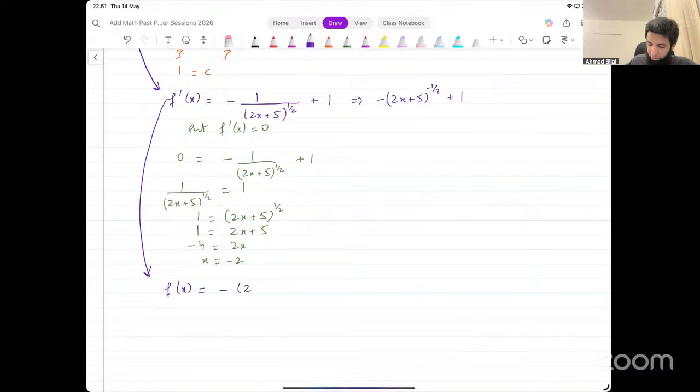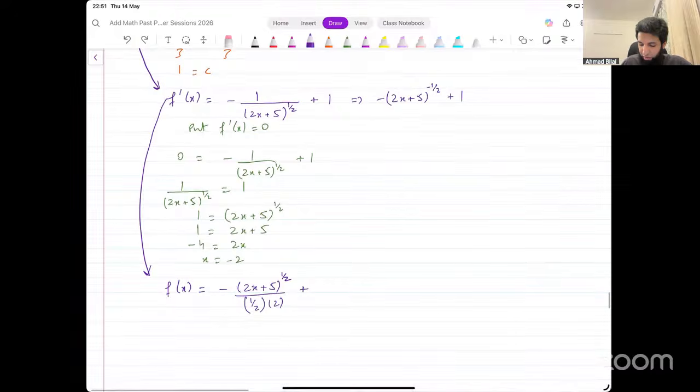Minus into (2x plus 5) whole raised to power minus 1 over 2 plus 1, that becomes 1 over 2. Divide by that new power, also divide by the derivative of 2x plus 5, which is 2. Plus 1, do not forget the plus 1. What's the integration of 1? Integration of 1 is x, so we also have this x there.